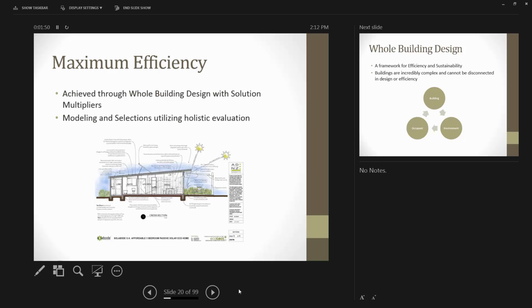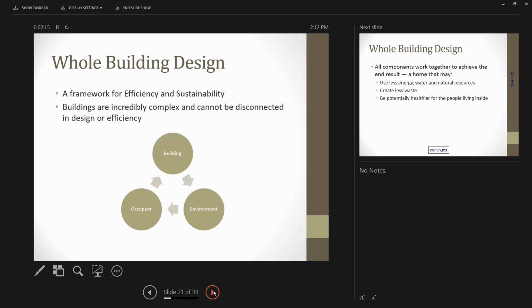The other part we'll talk about is understanding system design so that you recognize the interaction of all of the building systems and avoid unintended consequences. So how do we do that? First, we've got to understand that the building has several forces acting upon it.